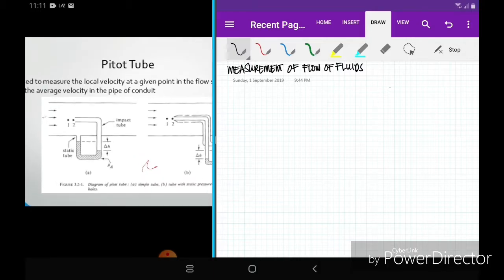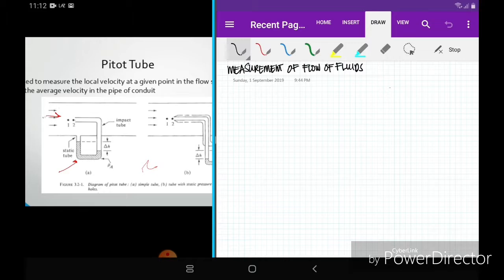Okay, take a look at this particular figure here. So this is the flow, and these are the points, point 1 and point 2, and this is your pitot tube. This particular tube is what we call the impact tube. It has its opening normal to the direction of flow, and the static tube has its opening parallel to the direction of flow. So, meron siyang tinatawag na static tube.